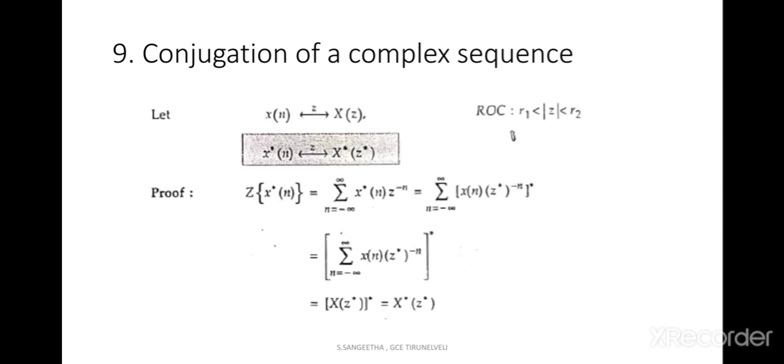Next we go to another property, that is conjugation of a complex sequence. Let x(n) have the z transform capital X(z) with region of convergence between R1 and R2. Then x*(n) has the z transform X*(z*). We have a proof. We are substituting x*(n), so we have x*(n) z to the power minus n. While solving this equation, we get x*(n) having the z transform capital X*(z*).